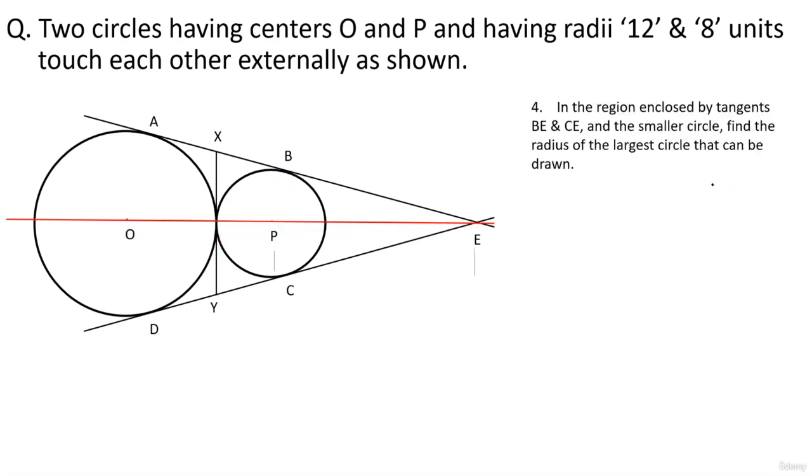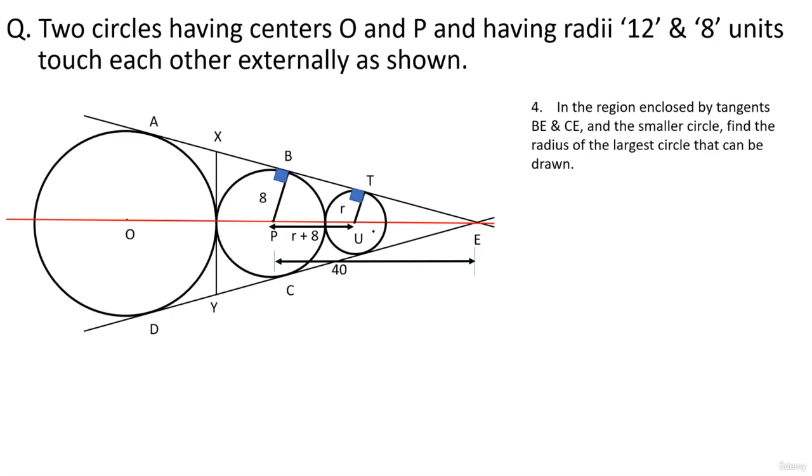In the region enclosed by tangents BE and CE and the smaller circle, find the radius of the largest circle that can be drawn. So they're talking about this circle here. Now we know that PB is equal to 8 units, and let's assume that the radius of this largest circle is equal to R units. In the previous question we found the length of PE as 40. Here this length will be the radius, this is 8 and this is R, so this complete length will be 8 plus R. I call these two points T and U in this case.